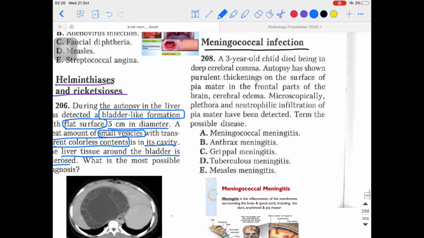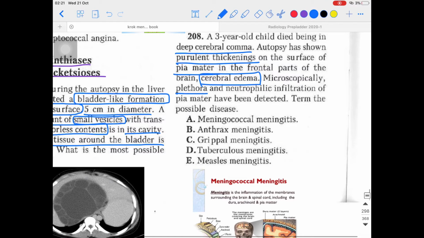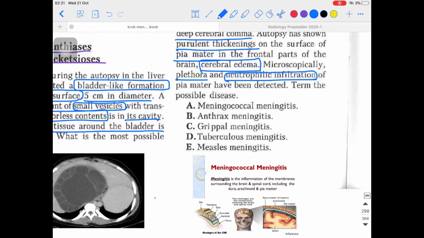Okay, let's move on to meningococcal infections. A 3-year-old child died in a deep cerebral coma. Autopsy showed purulent thickenings. Purulent means a pus kind of formation is there on the surface of the pia mater. Pia mater is one of the meninges which cover the brain, right? In fact, it is the innermost one. In the frontal parts of the brain, cerebral edema is there, microscopically plethora, okay, and neutrophilic infiltration. If there is inflammation, then definitely neutrophils will go over there to tackle the situation.